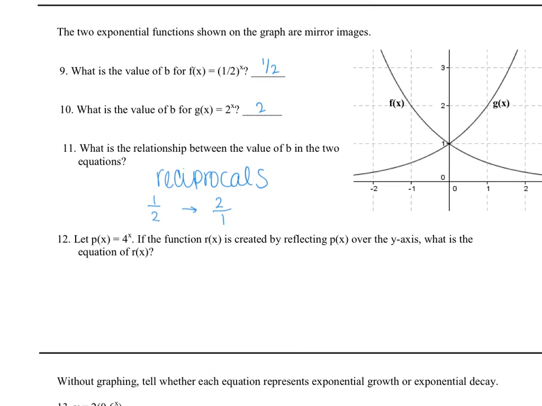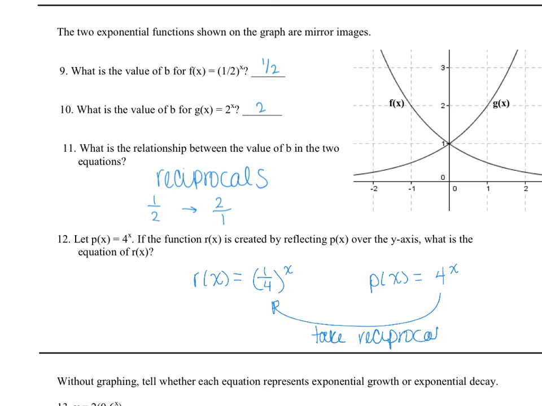Number 12, if p of x was 4 to the x, we want to let p of x equal 4 to the x. If r of x is created by reflecting it over the y-axis, what is the equation? So this is a little tricky. You wouldn't have to do something like this on your own, but we can use the same concept from numbers 9 and 10. We're going to have two functions here, r of x and p of x. We already know what p of x is. It's 4 to the x. They're telling us that. So r of x is going to be when we take the reciprocal of the base. So (1/4) to the x. All we did was take the reciprocal. Oops, that got a little messy. There you go, reciprocal of base.